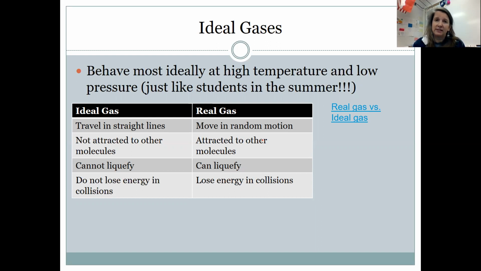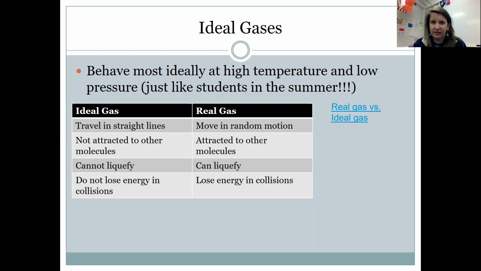First off, in terms of gas movement, ideal gases travel in straight lines, but in actuality, gases do not travel in straight lines. They travel in random motion. Ideal gases are not attracted to other molecules. Real gases are attracted to other molecules. Now, we haven't talked about intermolecular forces yet. Intermolecular forces are going to be the attraction between one molecule and another molecule.